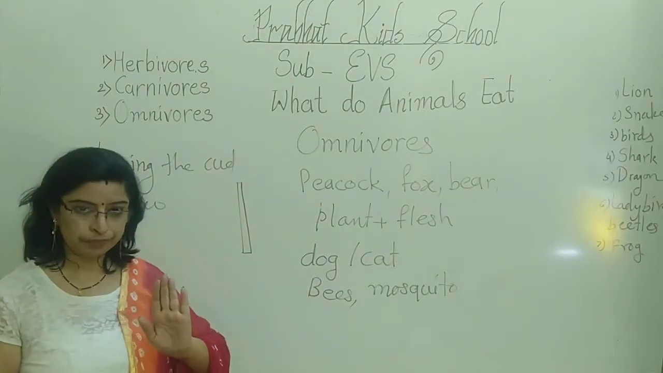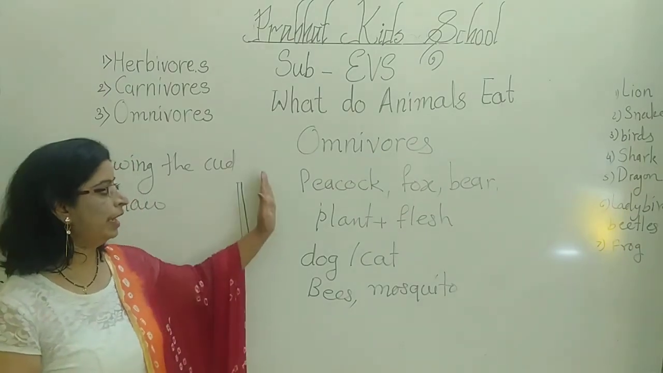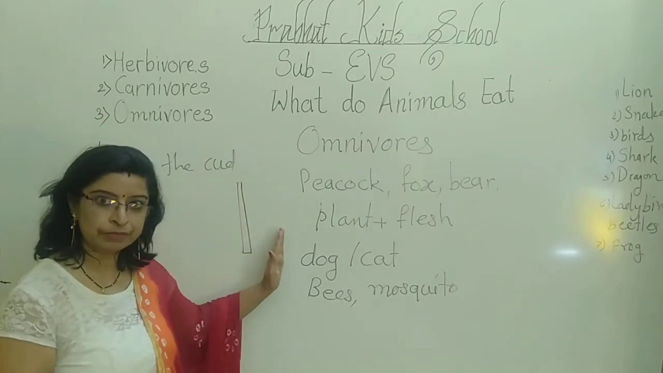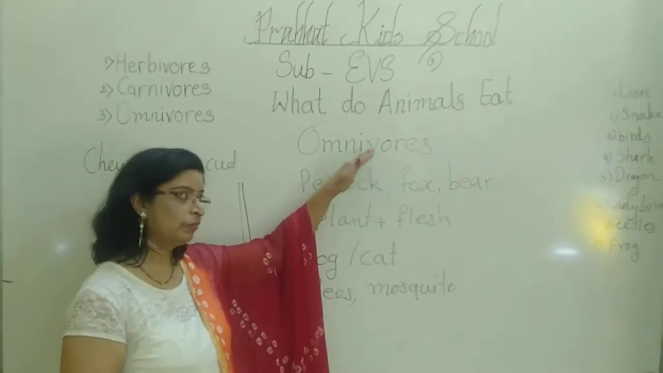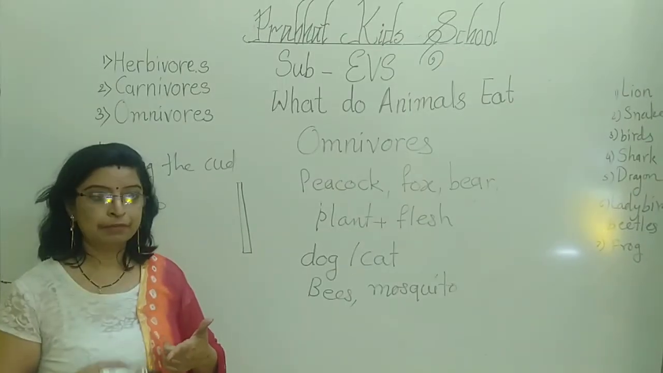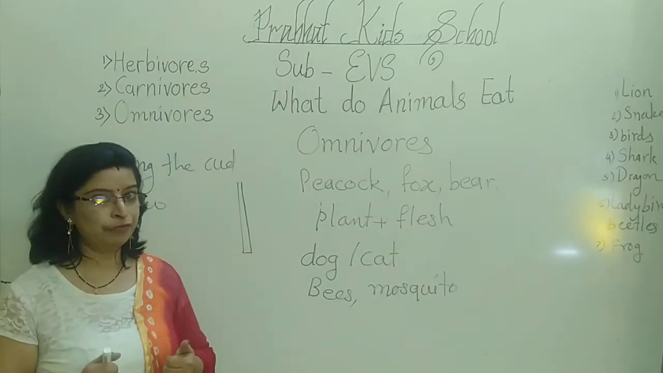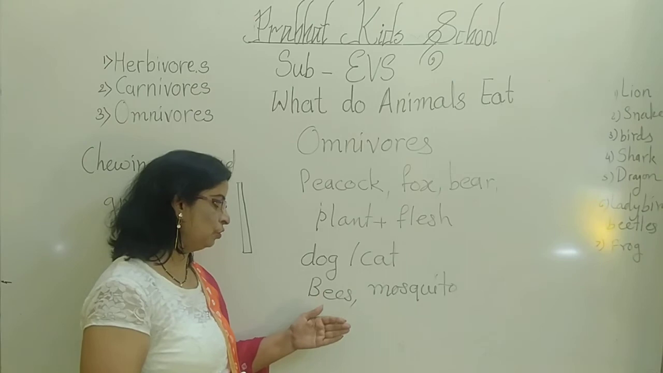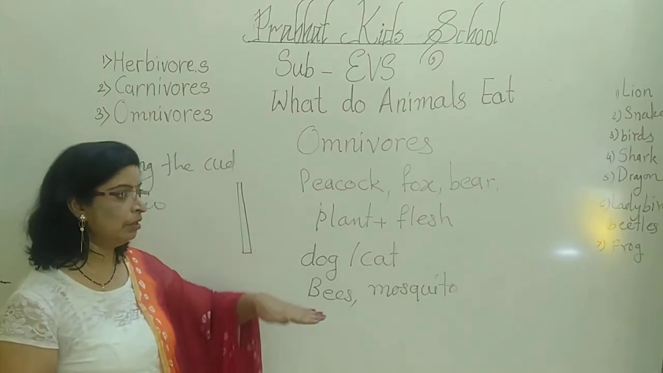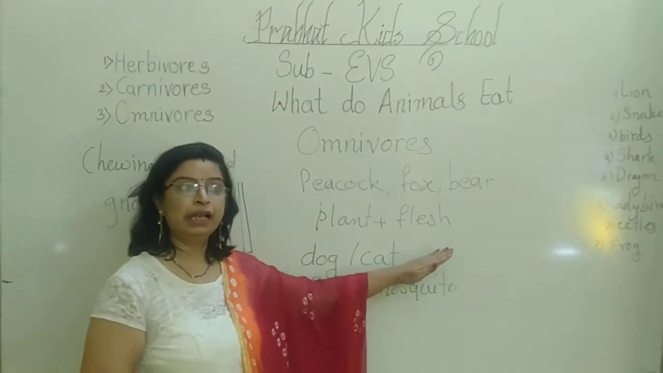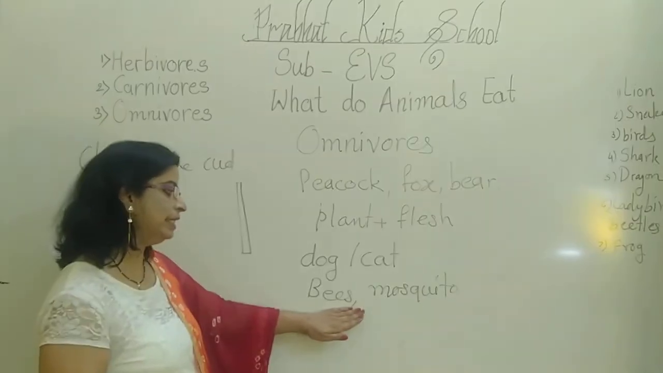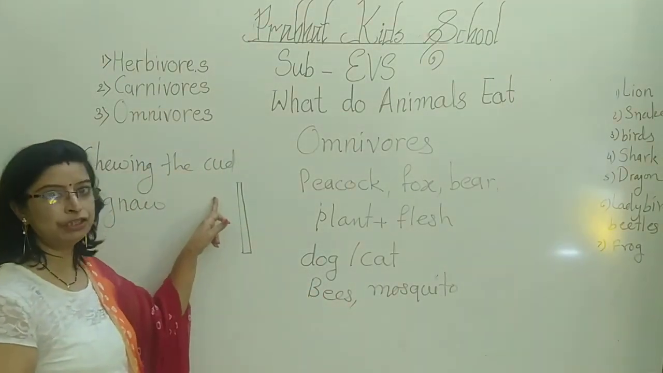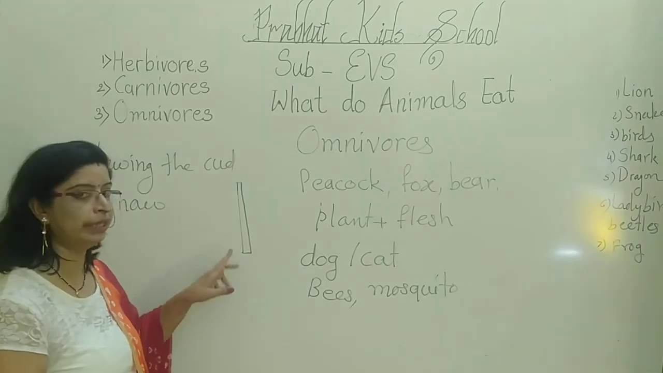Snakes swallow the whole prey. Then birds also have very strong eyesight. Those are the carnivorous. Then another type is omnivorous. Omnivorous animals eat both plants as well as the flesh of other animals, such as peacock, fox, bear, some insects also. So this is about the lesson. Then dog and cat lap up the liquid, and bees, mosquitoes, butterflies have the thin tube attached to their mouth. With the help of this tube, they suck their food.